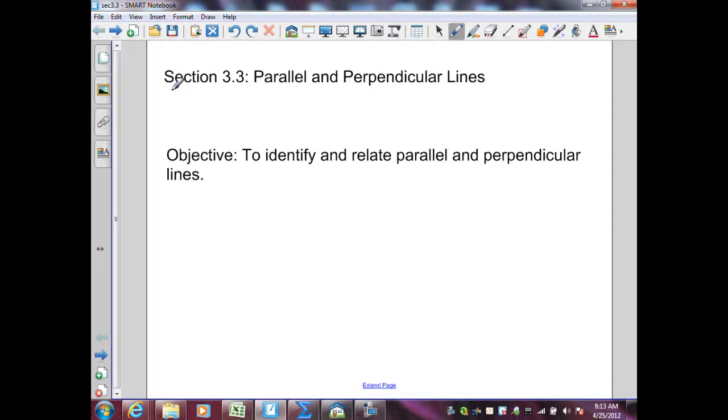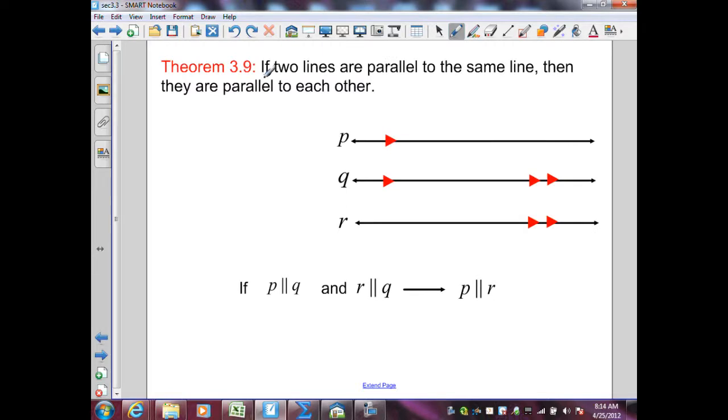Section 3.3, parallel and perpendicular lines. In this theorem, if two lines are parallel to the same line, here I have P that is parallel to Q and R that is parallel to Q. When this occurs, then they are parallel to each other. Therefore, I can state that P is parallel to R.